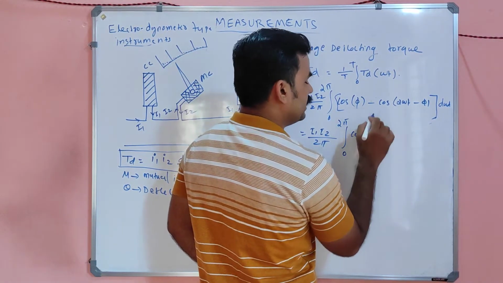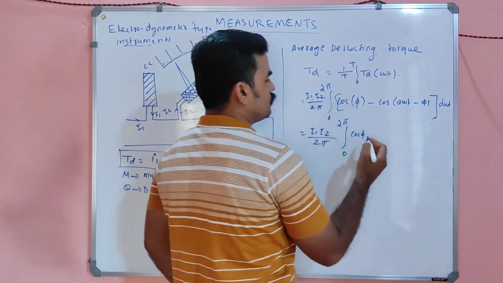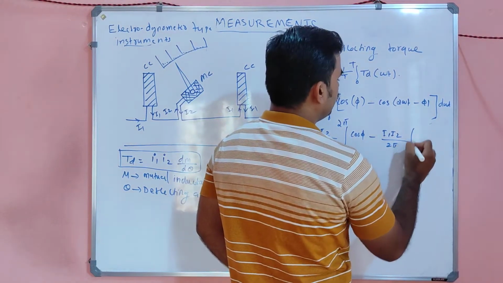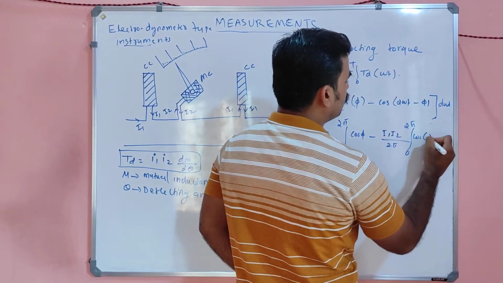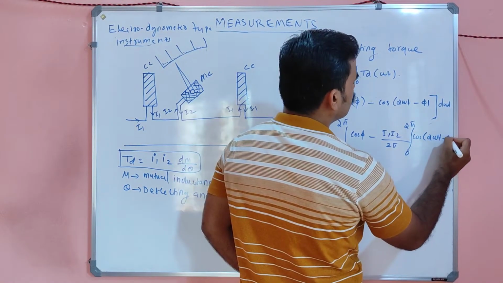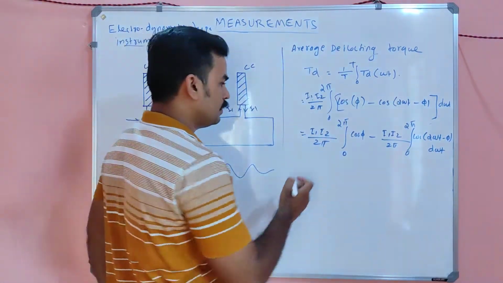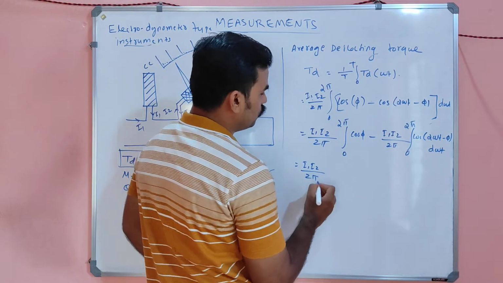Okay, I can split this integration into two parts. I1 I2 by 2 pi into cos phi minus I1 I2 divided by 2 pi into integral 0 to 2 pi of cos of 2 omega t minus phi d omega t. I split it into two parts. So it will become, my dears, I1 I2 divided by 2 pi.